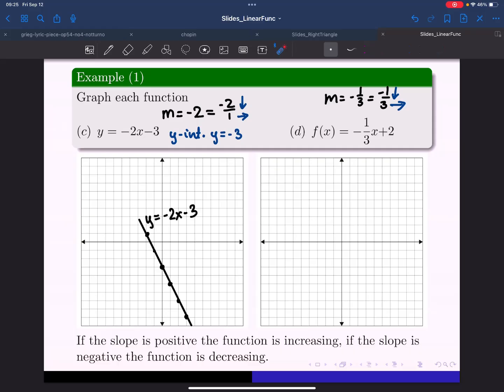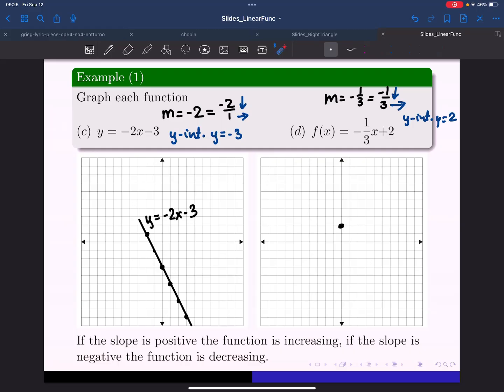And my y-intercept is +2. So y-intercept is y is equal to 2. So y-intercept is my starting point. On the y-axis, we're looking for the intersection of 2. So 1 and 2, that's my starting point.